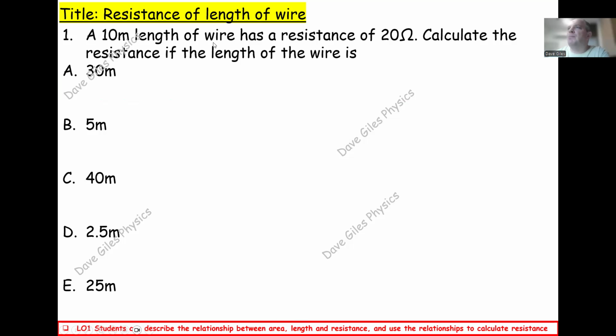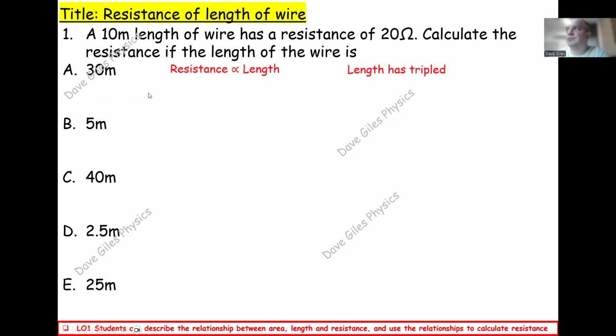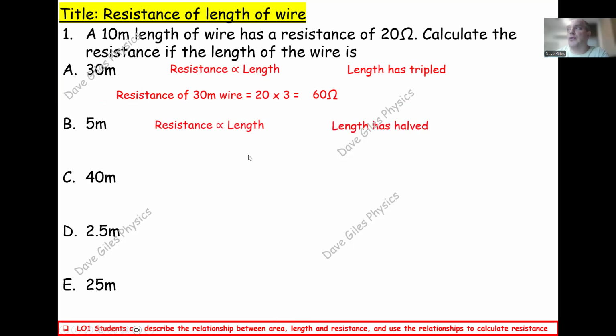So a 10-meter length of wire has a resistance of 20 ohms. Calculate the resistance if the length of wire is 30 meters. So I've just multiplied the length by 3, or tripled it. So 20 ohms times 3 is now 60 ohms. Now I've halved the original length, so I also halve the original resistance. So 10 ohms. Give you a few seconds to have a go at C, D, and E yourself, or pause it. Okay, I'll put the answer on for C, D, and E.